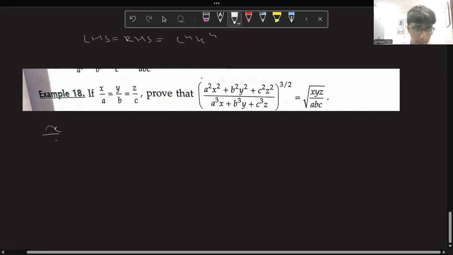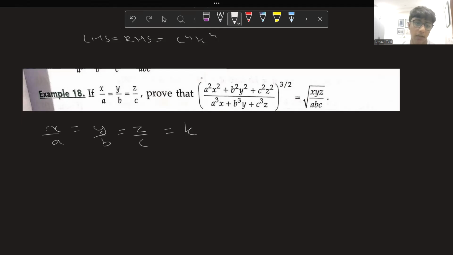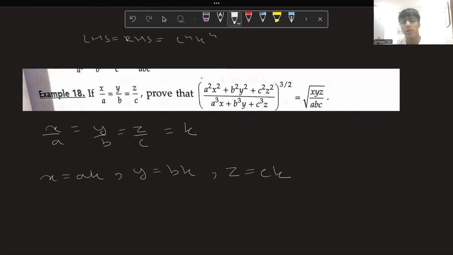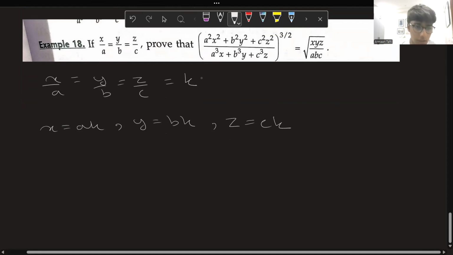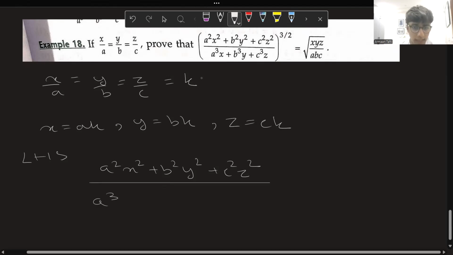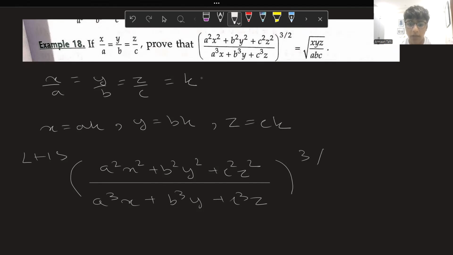So once again, x by a equals y by b equals z by c, and we make this equal to a constant k. So x equals ak, y equals bk, and z equals ck. Now you have this in place. Let's work with the LHS now. What is our LHS? Our LHS is a square x square plus b square y square plus c square z square, divided by a cube x plus b cube y plus c cube z, to the power of 3 by 2.